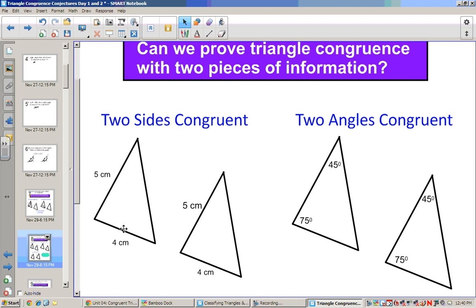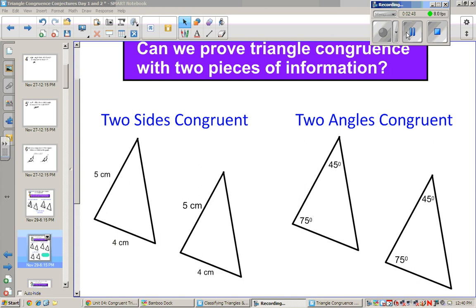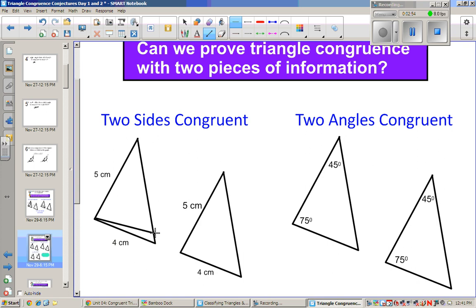The second thing, what if there's 2 pieces of information? What if there's 2 sides? Do these have to be congruent? Now I think the answer to this is, if I took 5 there instead of moving 4 here, if I moved it up here, would that make the congruent triangle? And hopefully the answer is no. This triangle is much different than the big triangle.